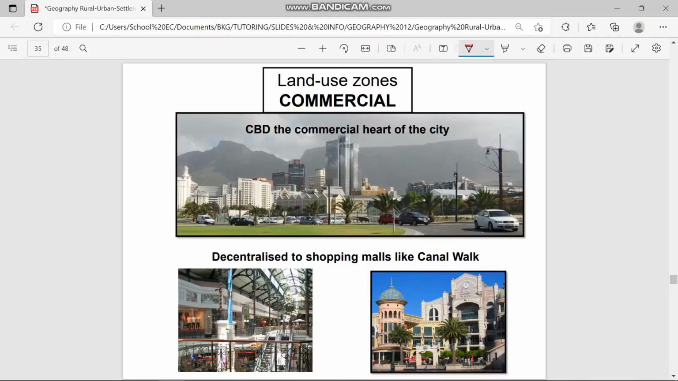Okay, guys, let's move to land use zones, commercial. This is a commercial zone. CBD, Central Business District, the commercial heart of the city. This is the central heart of the city, and this is the city of Cape Town. As you can see here, Table Mountain there, upside buildings and other skyscrapers available.